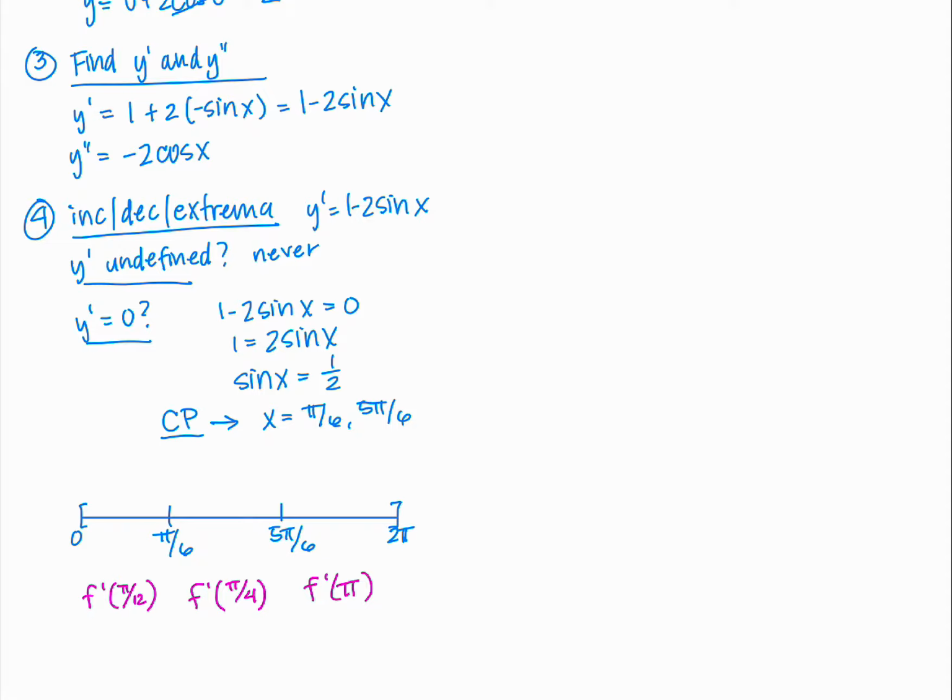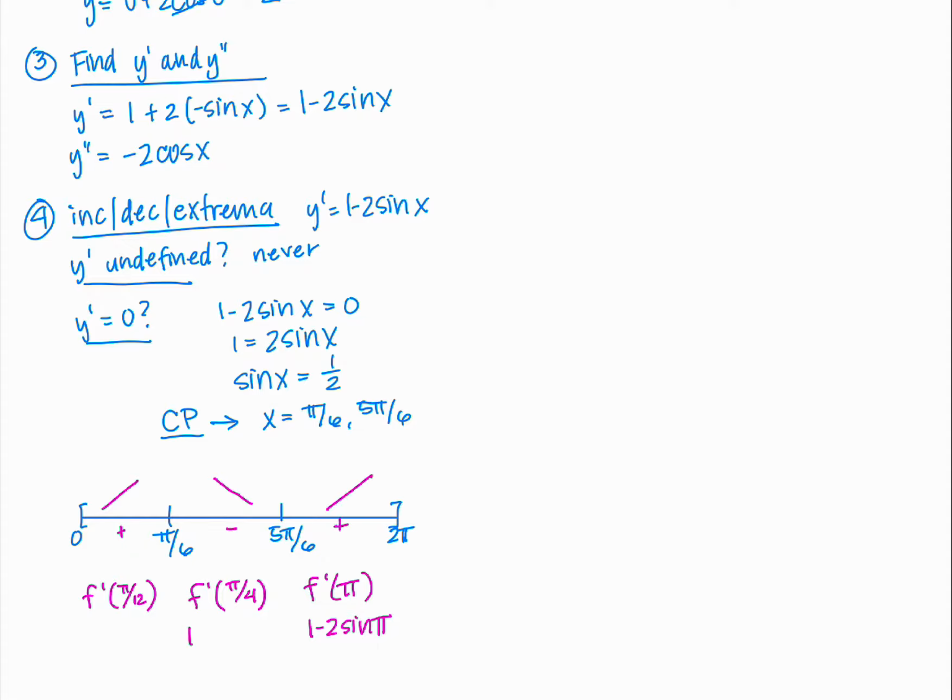So what do I do? I plug each one of these into the first derivative and see whether it's positive or negative, and that will tell me whether I'm increasing or decreasing. So if I take pi over 12 and plug it into 1 minus 2 sine of x, 1 minus 2 times the sine of pi over 12, I'll get a positive number, and I'll be increasing. If I plug in pi over 4, 1 minus 2 times the sine of pi over 4, I will be decreasing. And if I plug in pi, I'll have 1 minus 2 sine of pi, and that will be positive, so I'm increasing.